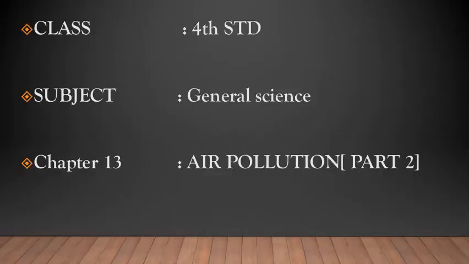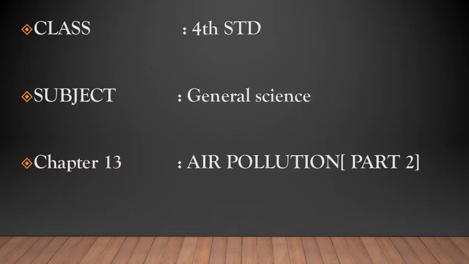The following video is for class 4, subject General Science, chapter 13, Air Pollution, part 2. In part 1 of this lesson, we learned what air pollution is. When we introduce gases, dust particles, smoke, fumes or even odor which is harmful to all living things, we say that the air is polluted. Pollutants affect the natural balance of the air. Air is supposed to be fresh and clean, but because of human activities and certain natural sources, the air gets polluted.